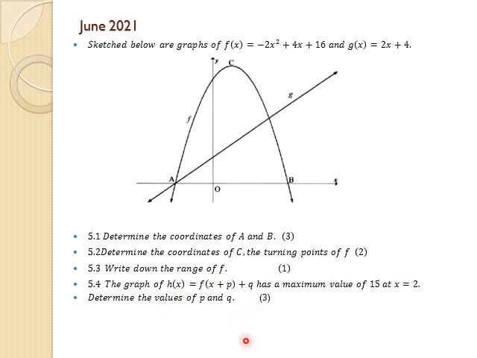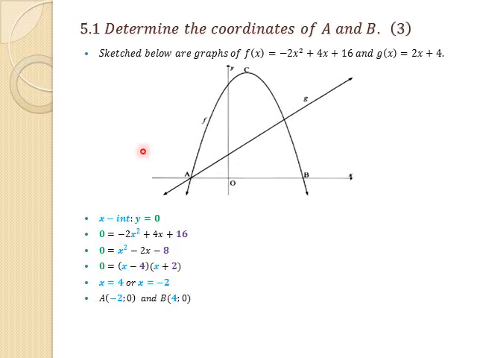The grade 12 part of this I'm going to do separately in its own video. So let's solve problem number 1. Determine the coordinates of A and B. So A and B are x-intercepts. So for the x-intercept we always make y equal to 0. So there f of x, which represents y, becomes 0 equals minus 2x squared plus 4x plus 16.